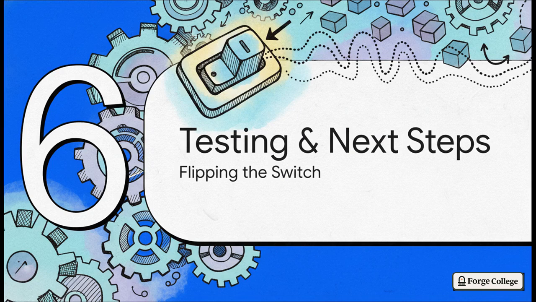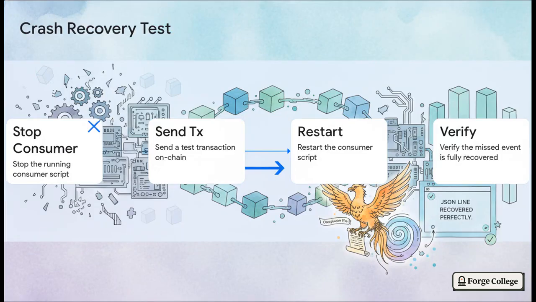It is time to flip the switch and give our listening machine a real test run. Look, a consumer script is truly only as good as its ability to recover from a crash. So the ultimate test is this: intentionally kill your consumer script. Just stop it. While it's dead, trigger a test transaction on your local network or testnet. Then turn your consumer back on.